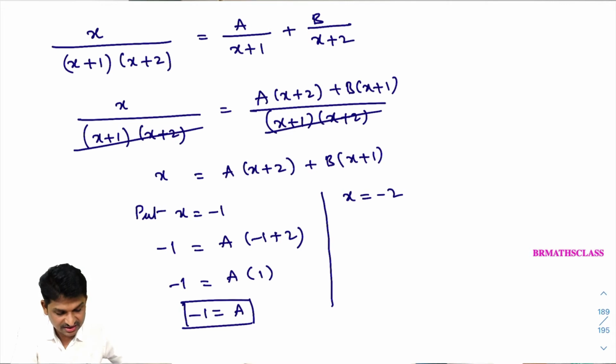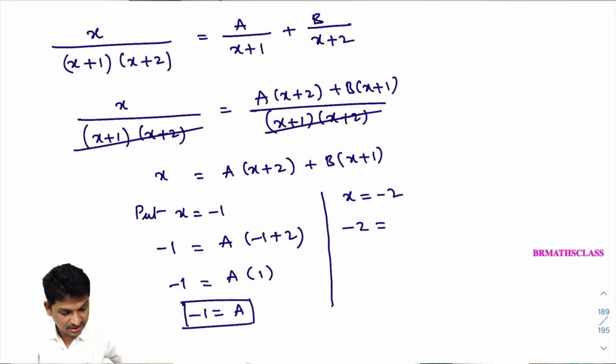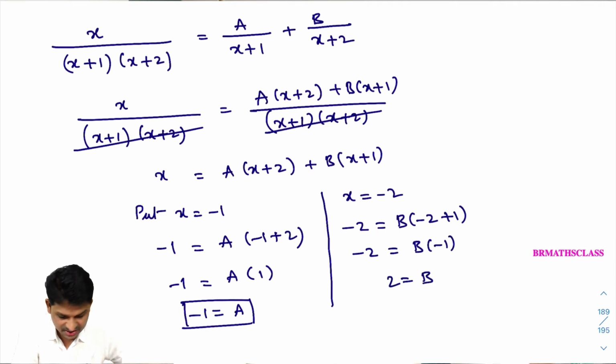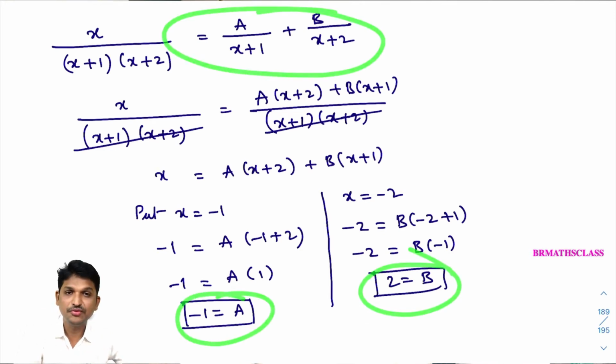Here x is there. In place of x, what will I write? Minus 2. Minus 2 equals, when I put x equal to minus 2, this whole thing will become 0, so no need to write this. b into minus 2 plus 1. Minus 2 equals minus 2 plus 1, which is minus 1. So what is b? b is 2. I got the a value and the b value. That is my main intention. I want to find the a value and b value.